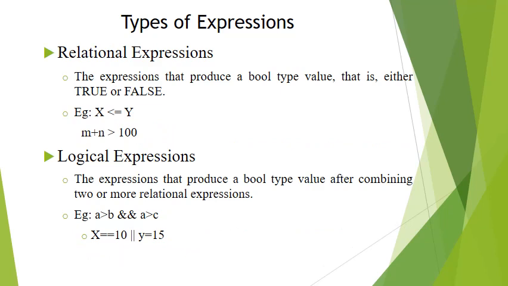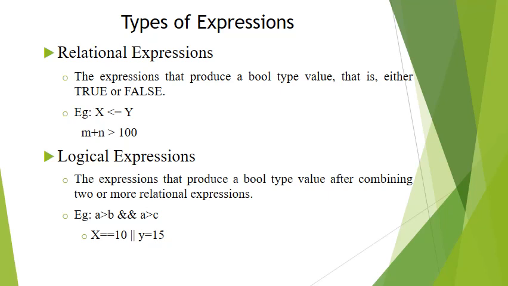The next type of expression is relational expression. That is the expression that will produce a Boolean type value. Boolean type value means it is either true or false. Consider the example x less than or equal to y. Whatever be the value of x and y, it will produce either true or false. Similarly, m plus n greater than 100, for a particular value of m and n, it will produce a final value true or false. These are known as relational expressions.